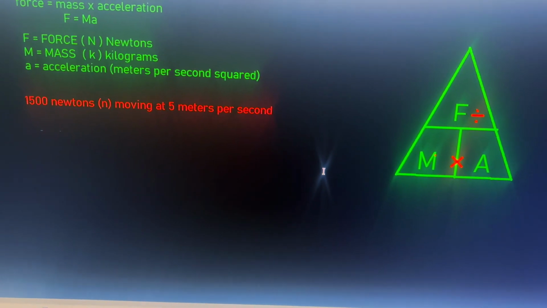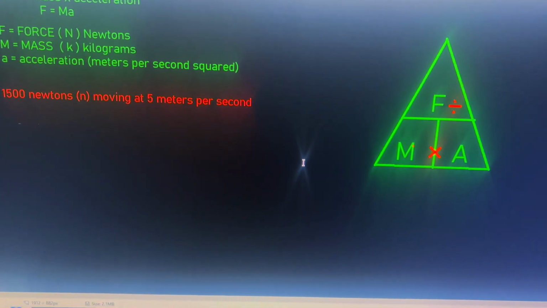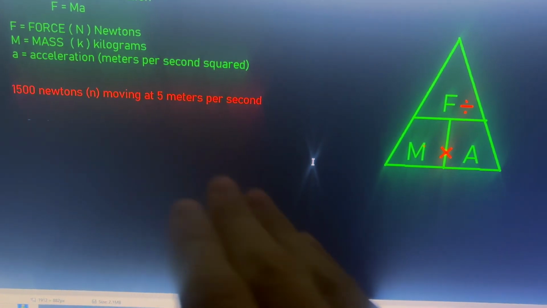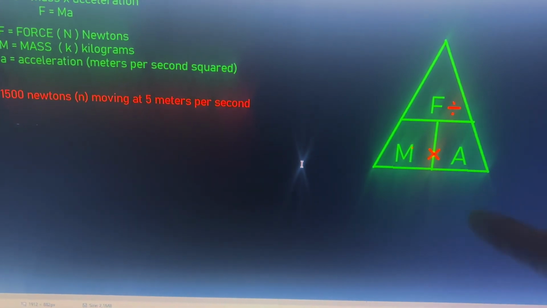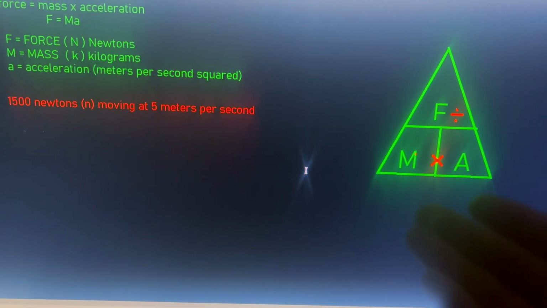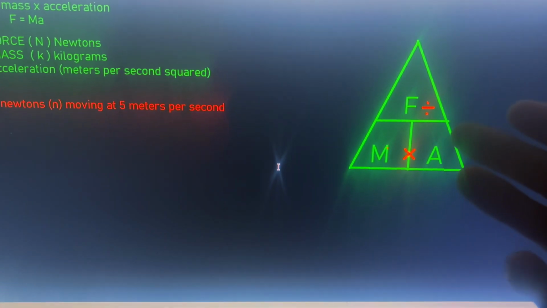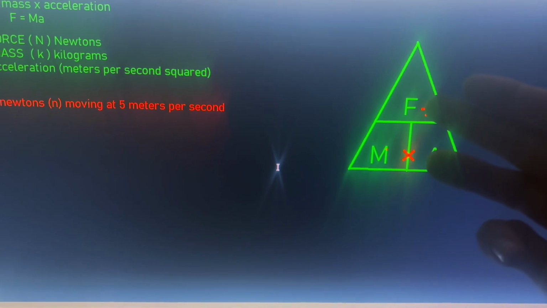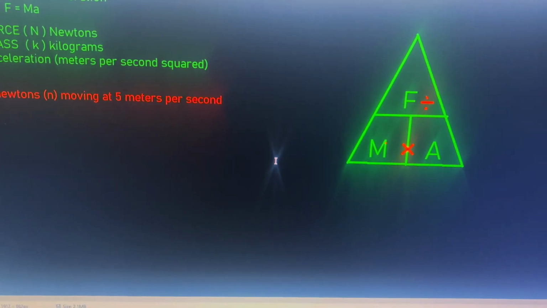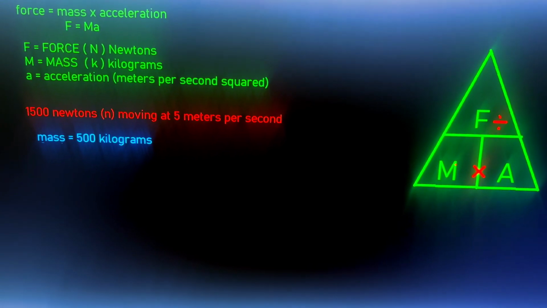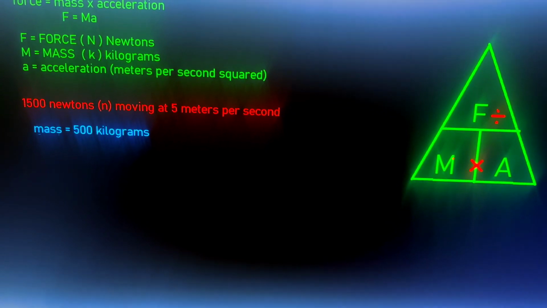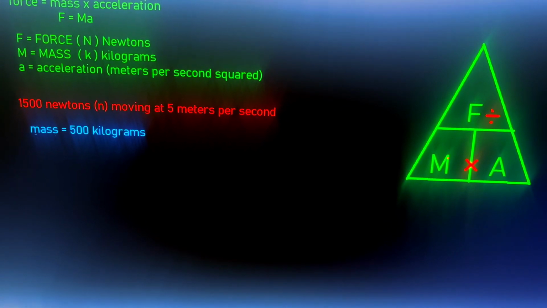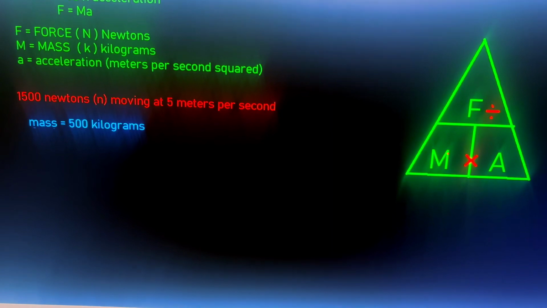1,500 newtons, so we know the force. Moving at 5 meters per second squared, which is the acceleration. So we've got to figure out what the mass is. If you look at this triangle, this little diagram here, what you do is you divide the force by the acceleration. If you do the math, 1,500 divided by 5 meters per second squared, or 5, you get 300 kilograms.